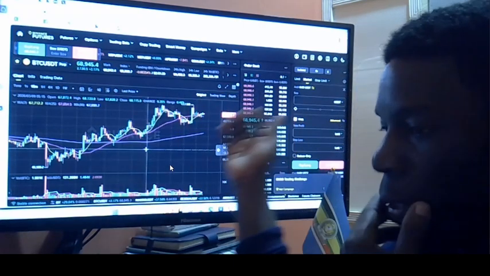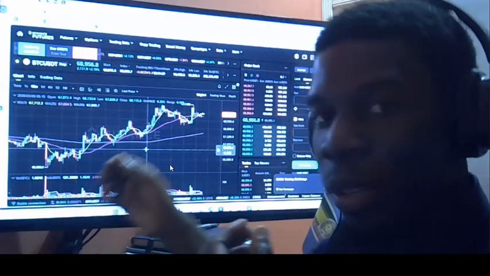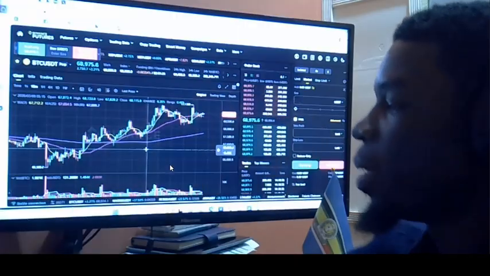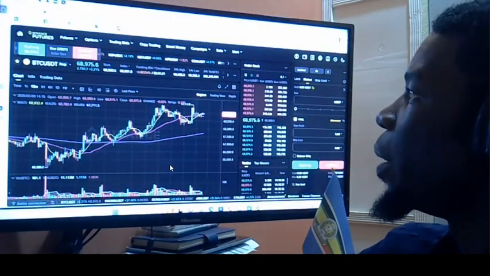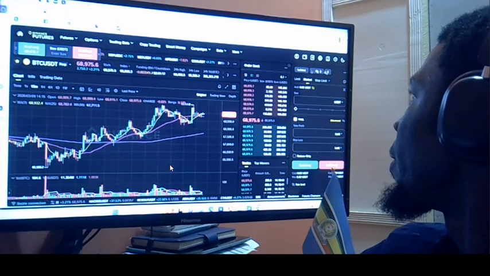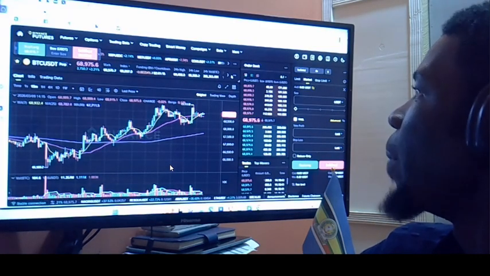So this is the features. Remember guys, you also have to understand the template of this. For example, if you don't understand this template, how are you going to trade? This is the template for Binance futures.